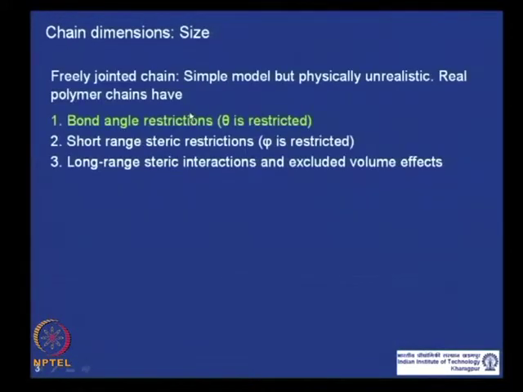We discussed first the freely rotating chain, how the RMS end-to-end distance comes about, and we found that it is n to the power half multiplied by L. And then we also discussed the effect of bond angle restriction on the RMS end-to-end distance. And today we will start discussing these two restrictions.